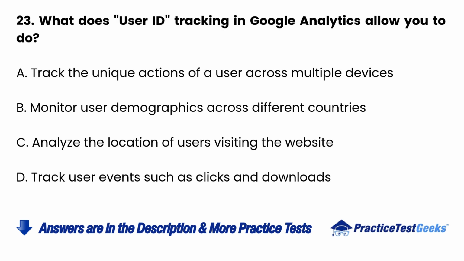23. What does user ID tracking in Google Analytics allow you to do? A. Track the unique actions of a user across multiple devices. B. Monitor user demographics across different countries. C. Analyze the location of users visiting the website. D. Track user events such as clicks and downloads.